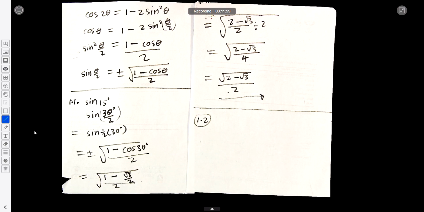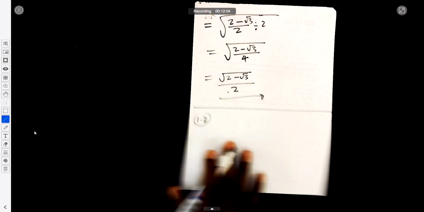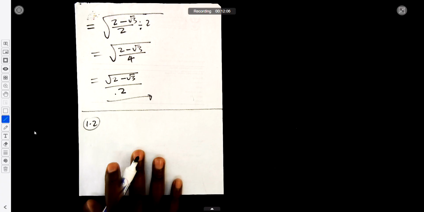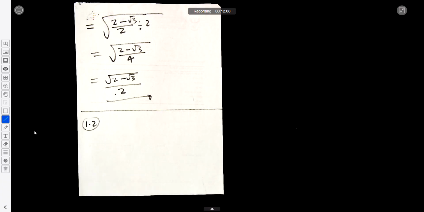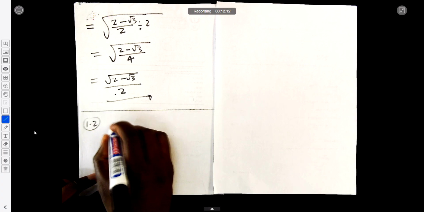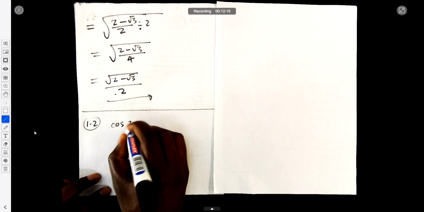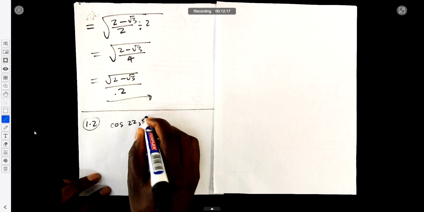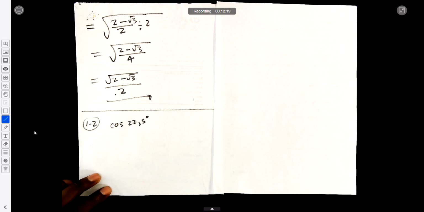Okay, just want to put one last one in. Moving on. So let's say we have cos 22.5 degrees. So we need to determine the following without the use of the calculator and by using the half angle identities.